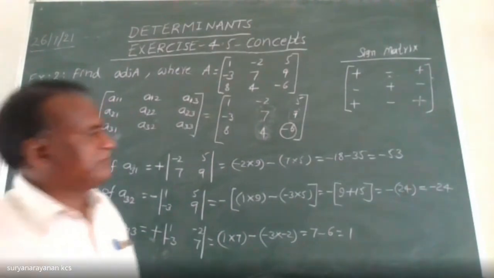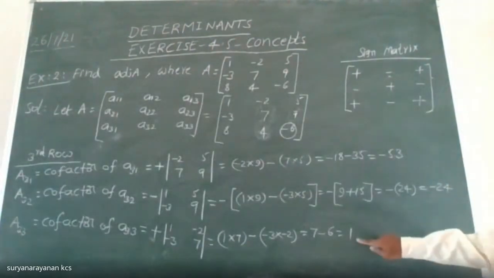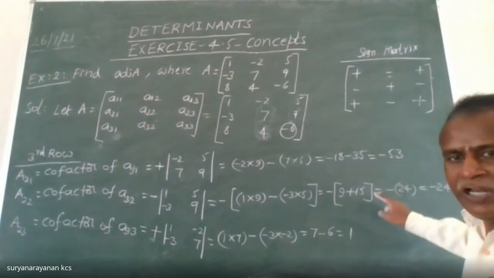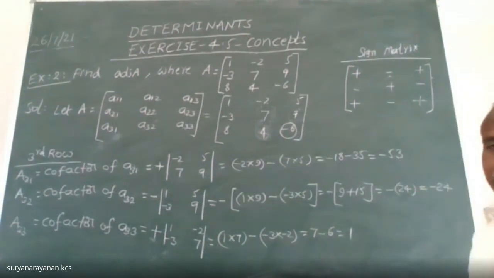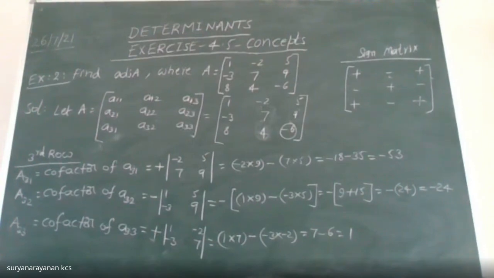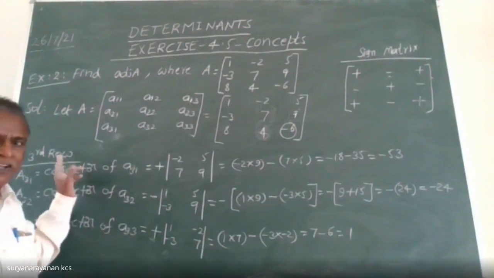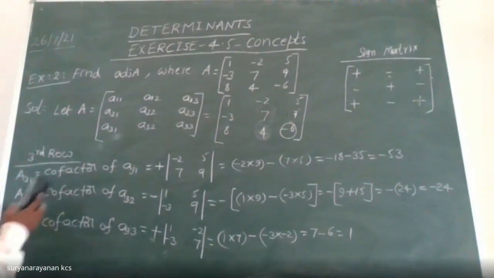Understood these three numbers, my children? These are the cofactors of the elements in the third row. Third row elements cofactors. Okay. I am standing aside. Take a screenshot. Have you taken the screenshot? Yes, sir. So we got the cofactors of the first row, cofactors of the second row, and cofactors of the third row.